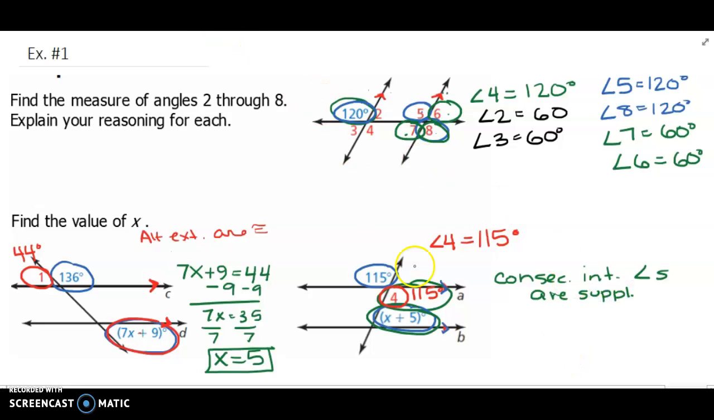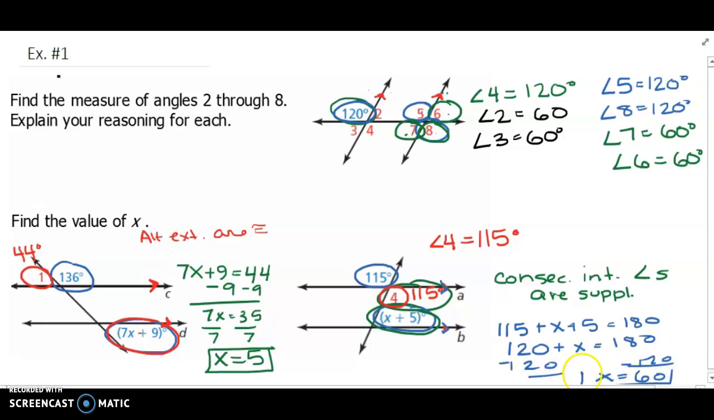Okay, well, if you know what supplementary is, that means they add to 180. So I can say 115 plus x plus 5 equals 180. And now here we have an algebra problem, so 120 plus x equals 180. Subtract 120 on both sides. I get x equals 60.